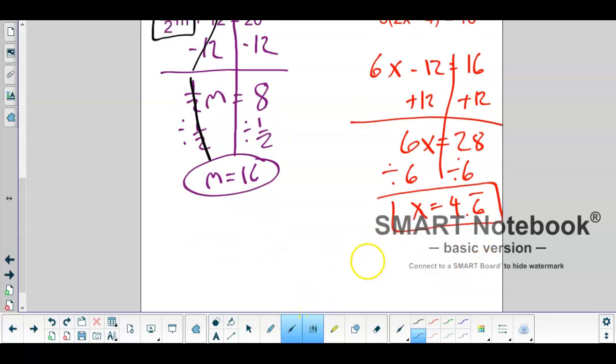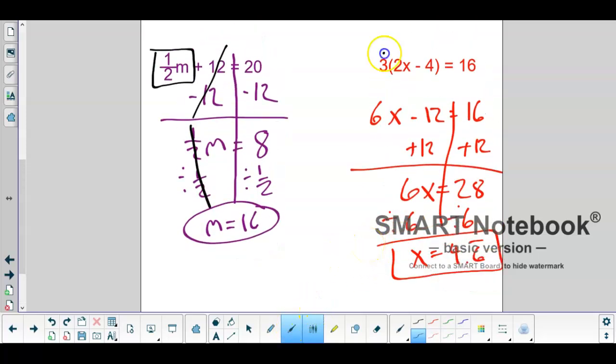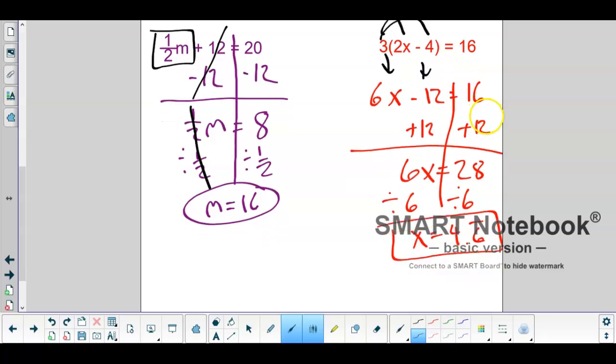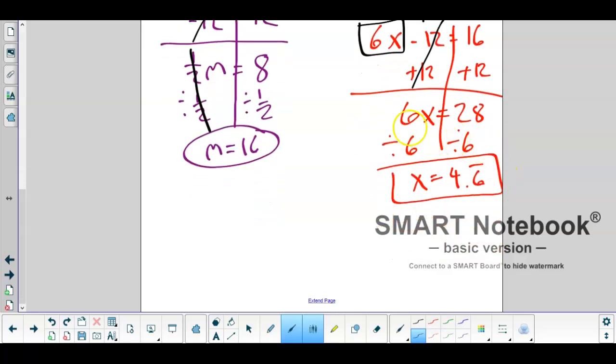And then finally, our last question here. Again, when we over-under, 3 times 2x gave me 6x. 3 times -4 gave me -12, and the whole thing still equaled 16. So if you set the problem up correctly, your first mathematical step would be to get rid of the -12 by adding 12 to both sides. 16 plus 12 is 28. 6 times x equals 28, and I know that the inverse or opposite of multiplying by 6 would be to divide each side by 6. 6x divided by 6 is 1x, and 28 divided by 6 is 4.6 repeating.